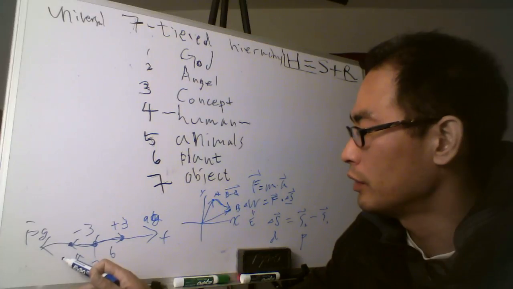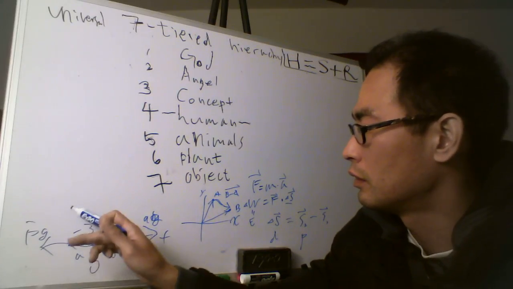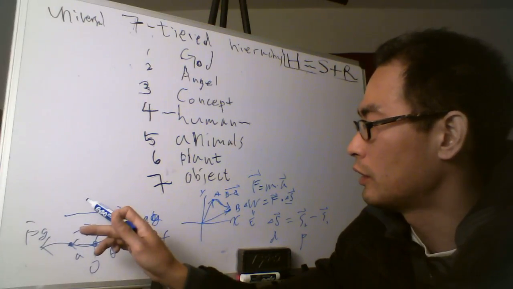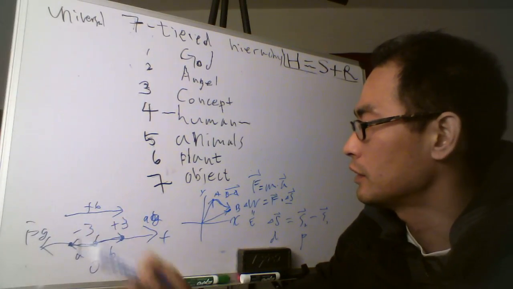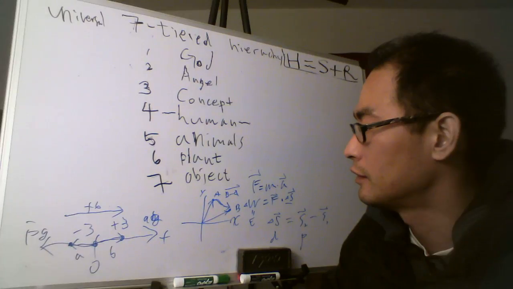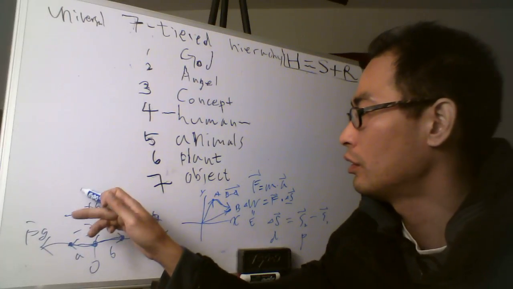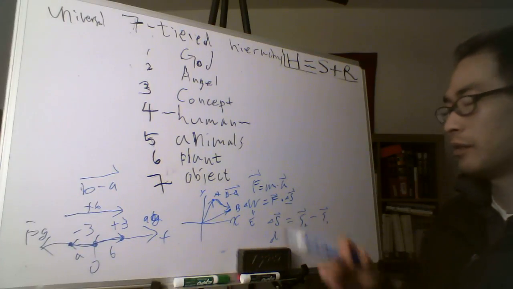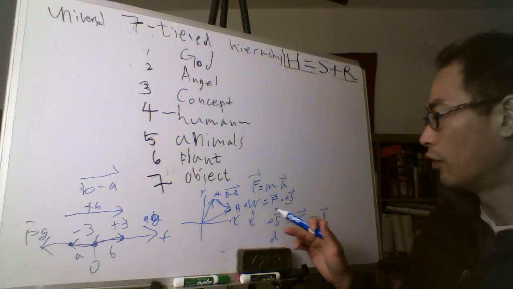This is the starting point. This is the ending point. That's my goal. It has a length of +6. This is the vector B minus A, the displacement vector. What is force?